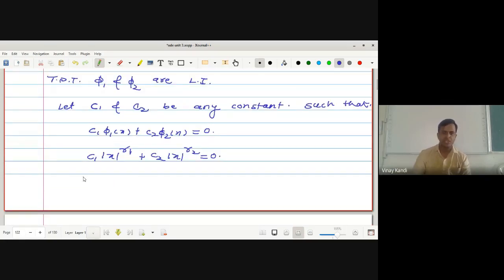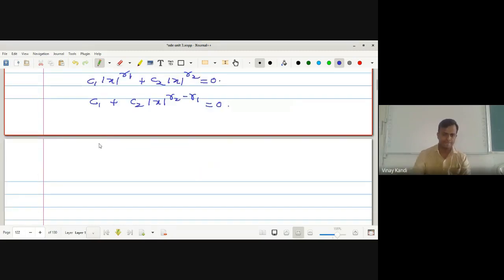Okay, so dividing the whole equation by mod x raised to r1, we get C1 plus C2 into mod x raised to r2 minus r1 is equal to 0. Okay, now differentiate with respect to x. If 0 is in the interval, then mod x is not differentiable there. So differentiating with respect to x, we call this the star equation.